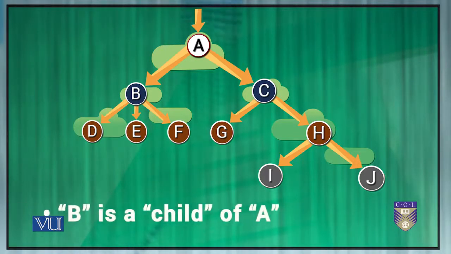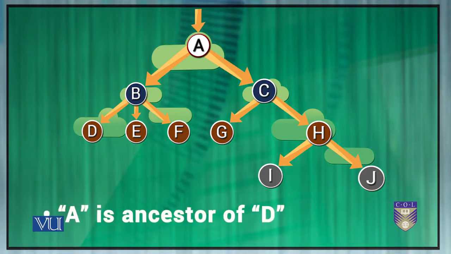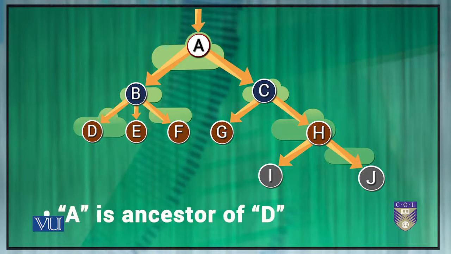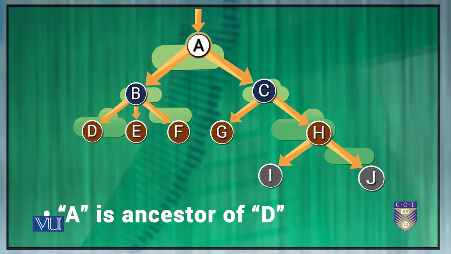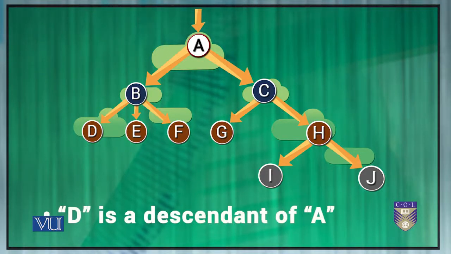Then B is also called the child of A. C is called the child of A. Likewise, A is called the ancestor of the nodes downwards, for example, D. So A is the ancestor of D. D is the descendant of A. There are children and then children of children and so forth. And then in general, you call them descendants. And there's a common terminology we use in terms of families as well. So you have descendants, you have ancestors, which are your older generations, and so forth.